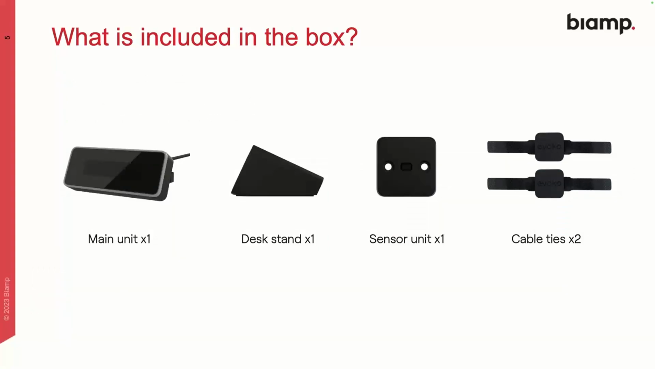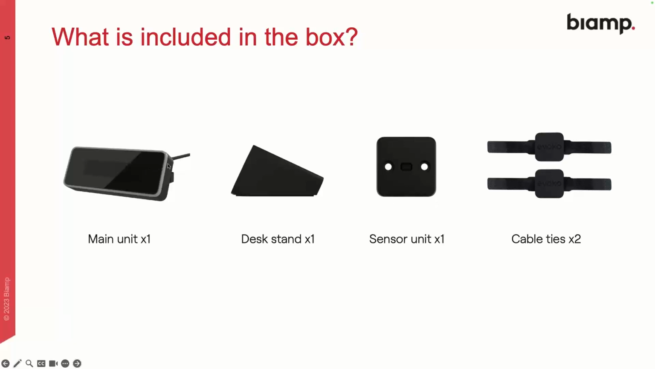If we take a look at what's included in the box here, you can see the main unit on the far left is what's included. That desk stand that I talked about can be removable, so I can actually pull the desk stand just like this right off the unit itself. There's also a sensor unit that comes in the box. This would sit underneath the desk and would allow for the device to see if there was a body per se in front of it. And then there's also some cable ties.